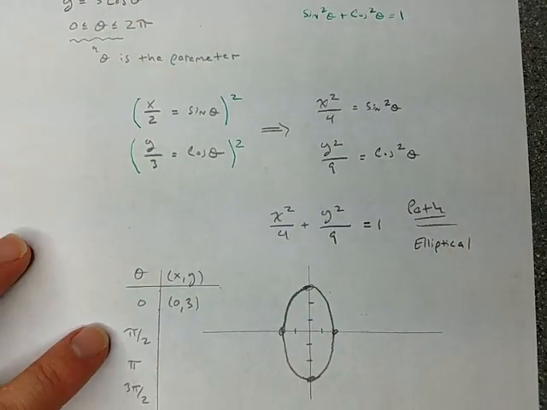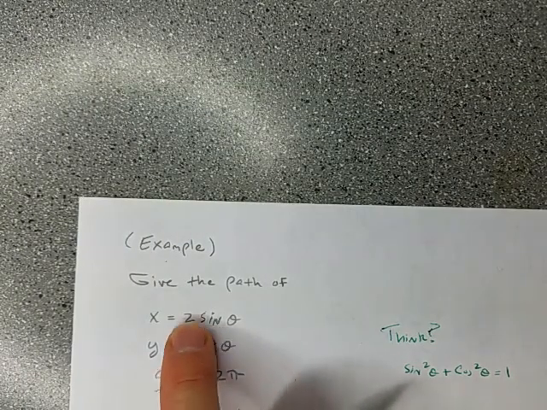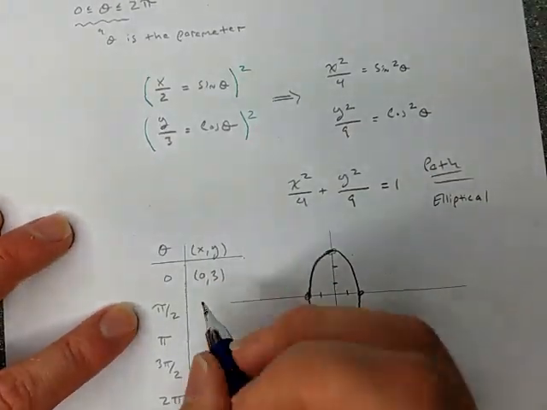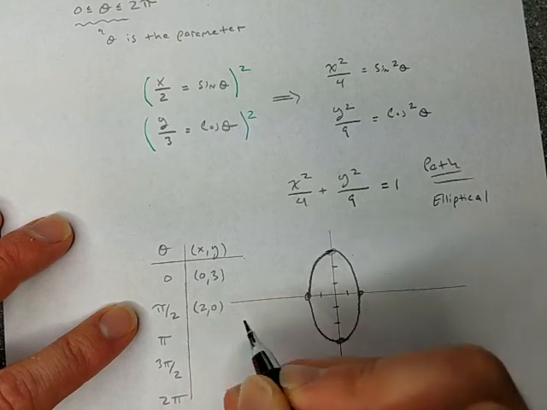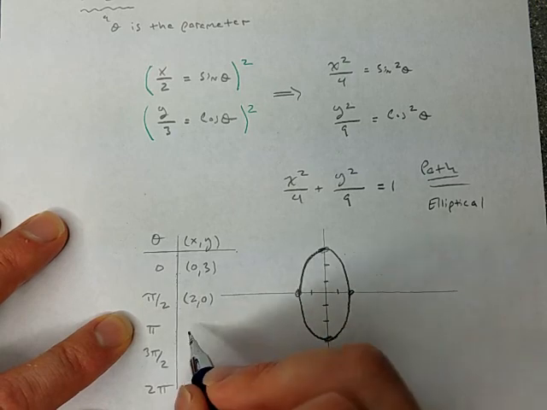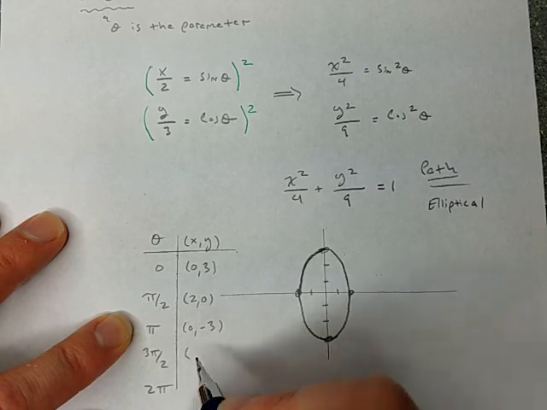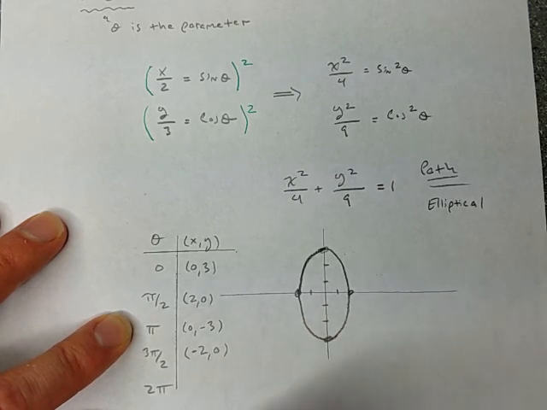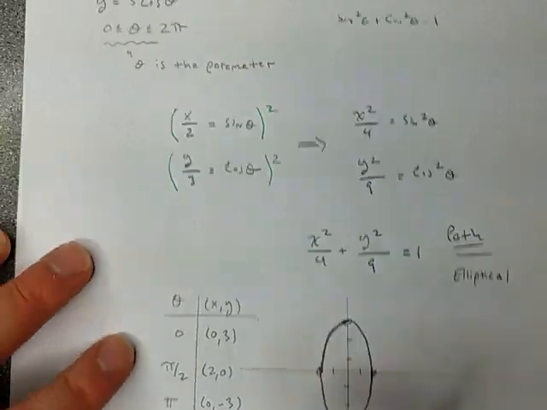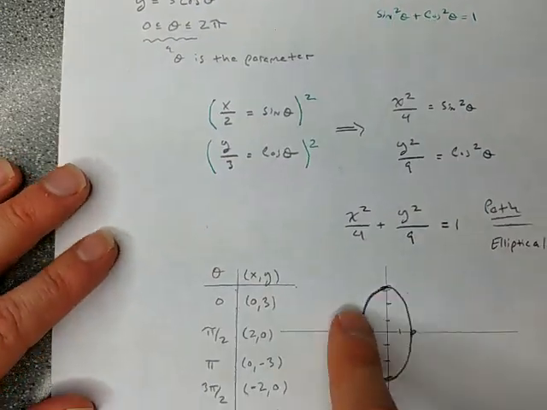Okay, and what about pi over 2? What's sine pi over 2? It's 1. 2 times 1. What's cosine pi over 2? 0. So I'll get 2 and 0. Okay, so pi, all right. Now I'll just do the math on the rest of them, but I'll get 0 and negative 3. Okay. For 3 pi over 2, I'll get negative 2 and 0. And for 2 pi, I'll get 0 and 3. So that parameter interval for those equations will take you all the way around.